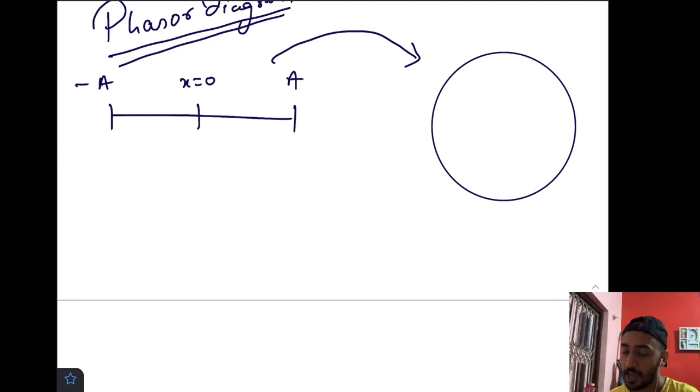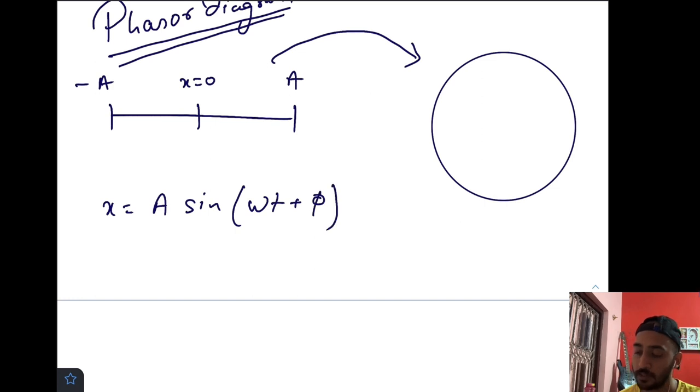As we know that the general solution is x equals a sine omega t plus phi, and we all know in trigonometry that sine and cos functions have a nice friendship with circular motion, right?